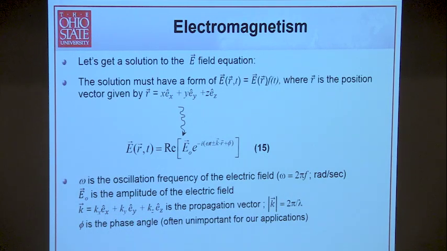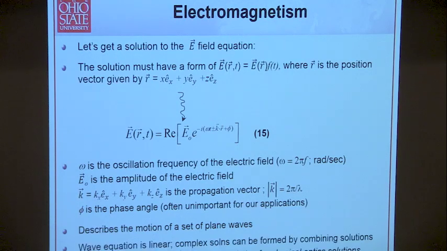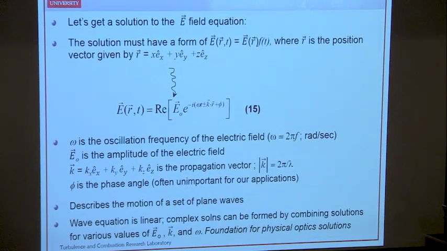Okay, but then we do have this solution. What we can see is that the electric field oscillates with an amplitude of E naught, and with wavelengths that have magnitude 2 pi over k. So this is the solution describing the motion of a set of plane waves. Now the wave equation is linear, so we can get complex solutions by combining solutions that have various values of E naught, K, and omega. And so this is the foundation for physical optics solutions.